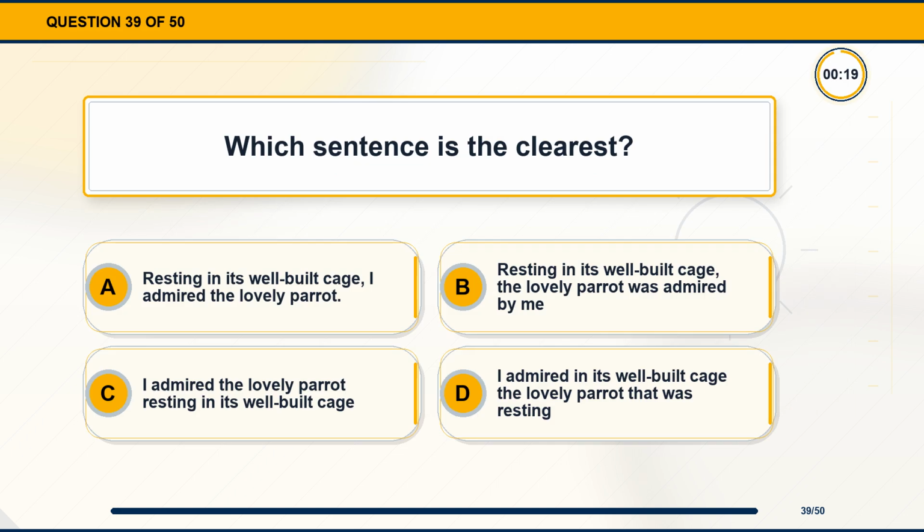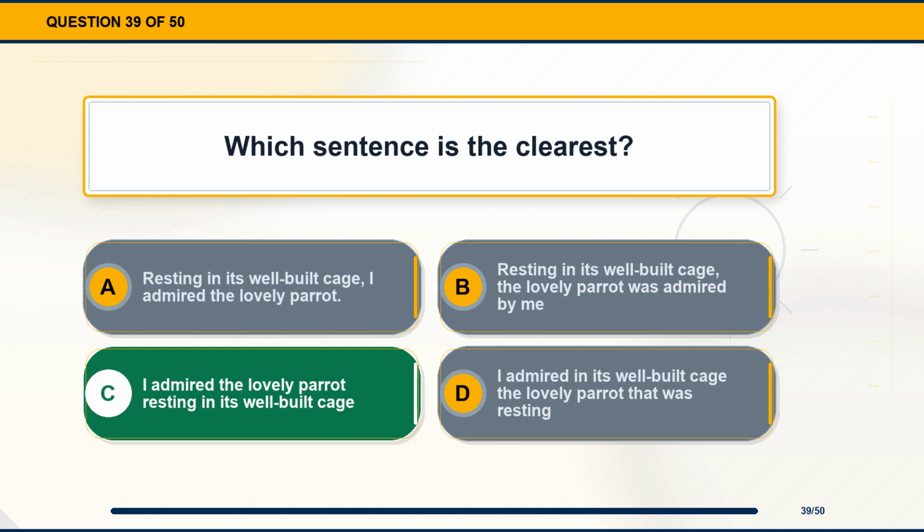Question 39. Which sentence is the clearest? Option A, resting in its well-built cage, I admired the lovely parrot. Option B, resting in its well-built cage, the lovely parrot was admired by me. Option C, I admired the lovely parrot resting in its well-built cage. Option D, I admired in its well-built cage the lovely parrot that was resting.